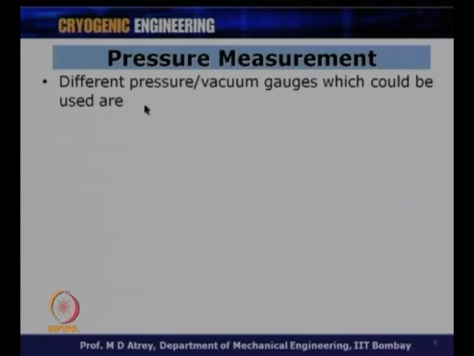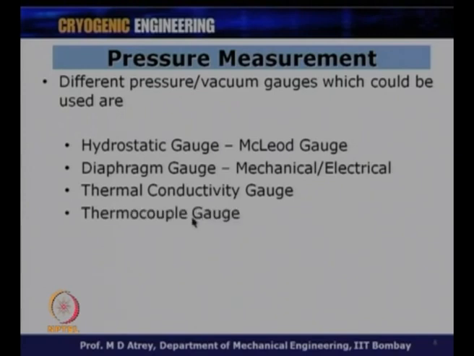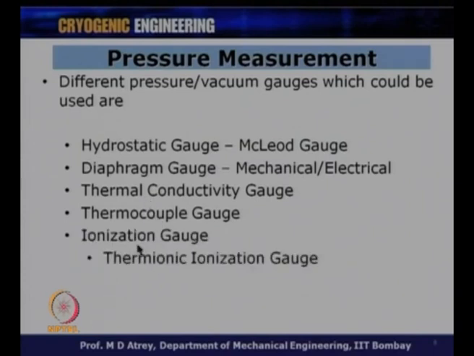Okay. So, the different pressure vacuum gauges which could be used are the hydrostatic gauge, which is the McLeod gauge, the most primary gauge to measure vacuum. Then the diaphragm gauge, which can be a mechanical gauge or an electrical gauge also. We have a thermal conductivity gauge, as I just mentioned earlier, and then a thermocouple gauge. These two are normally used up to minus 3 or minus 4 levels of vacuum. Then we have the ionization gauge, and under ionization gauge we have the thermionic ionization gauge and the cold cathode gauge.